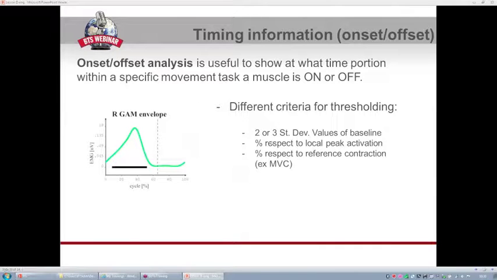An alternative solution to this would be to use as a threshold a percentage amount of the local peak activation found within the analysis period. For example, we can use, let me say, 5% of the activation. Another alternative method would be to define a certain microvolt level or a certain percentage value with respect to the maximum voluntary contraction recording, for example.